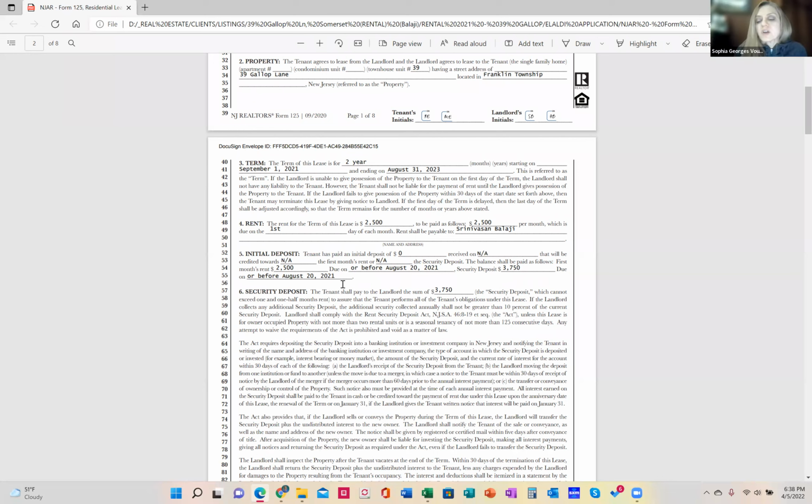Now, if somebody says, oh, I have a pet, I want to give you extra deposit if I can have a pet. Can you accept that or not? No. Right, the max is 1.5. So you can't do 1.5 and then say I want another 200 security for the pet. You can't do that in New Jersey. It's got to be 1.5 max. You guys understand that? Yeah.